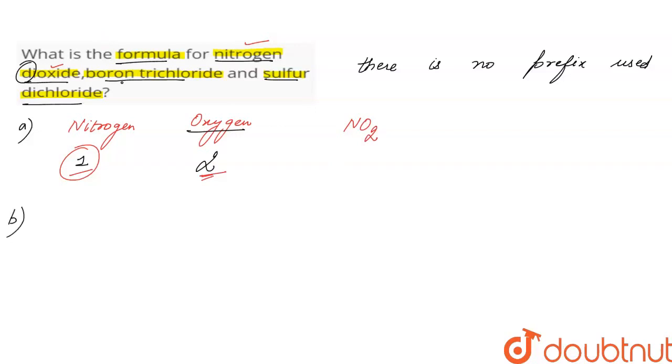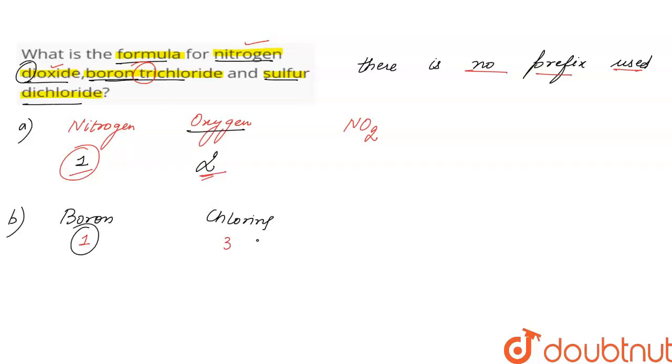The atoms here are boron and chlorine. Before boron, there is no prefix used. It tells that there is only one boron atom. And before chlorine, the prefix used here is tri. It denotes that there are 3 chlorine atoms.